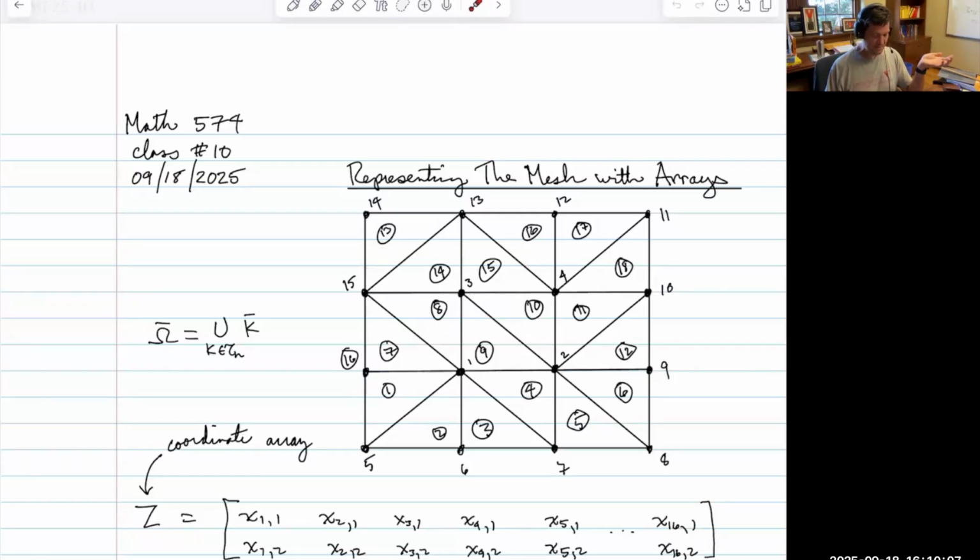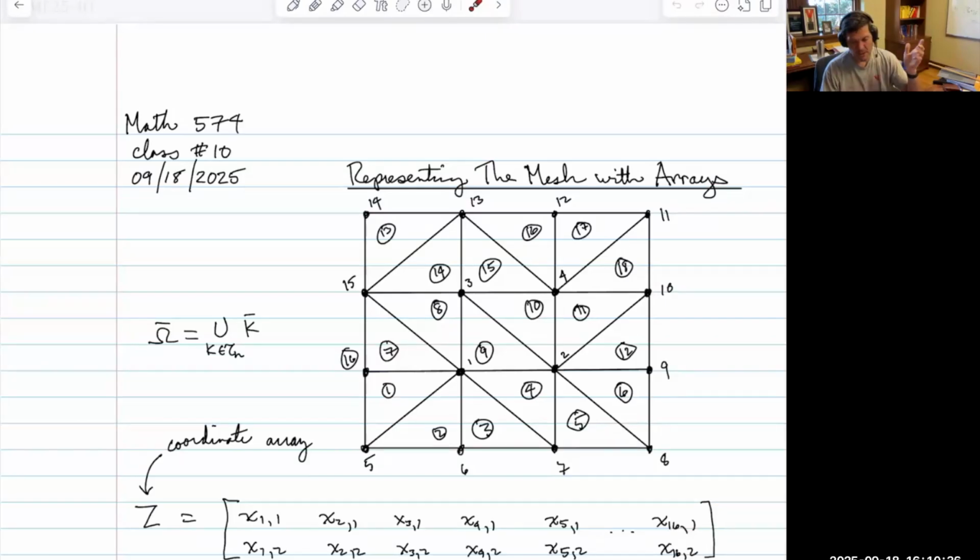How many degrees of freedom are in this mesh? Well, it depends on whether we're talking about a piecewise linear or piecewise quadratic mesh. If I don't say otherwise, we'll just assume that it's piecewise linear. So only the vertices are the degrees of freedom in the piecewise linear case. And it depends on whether or not we're talking about a problem that has degrees of freedom on the boundary.